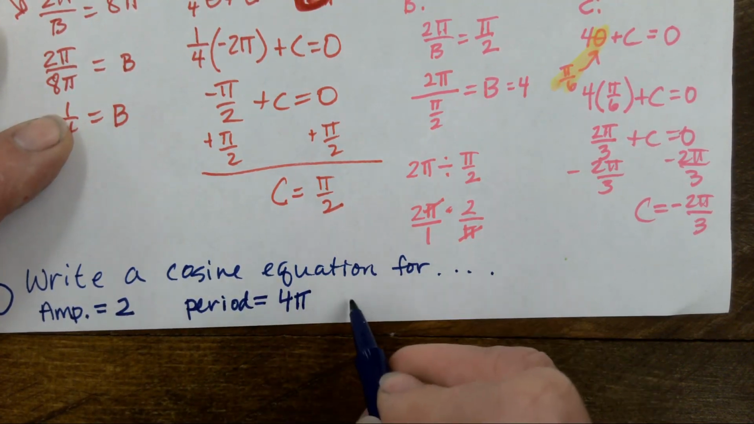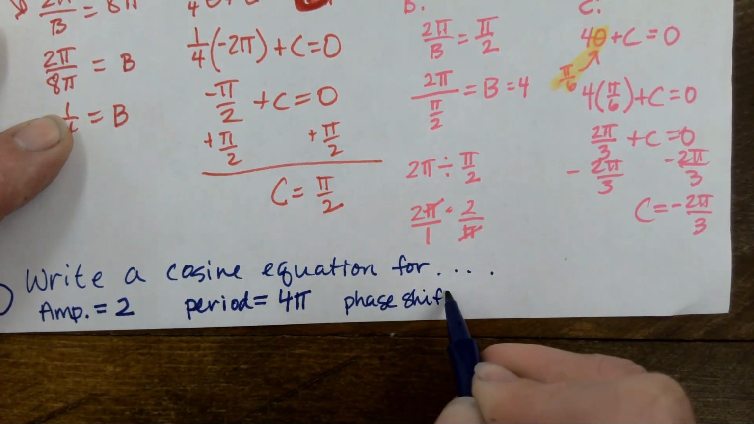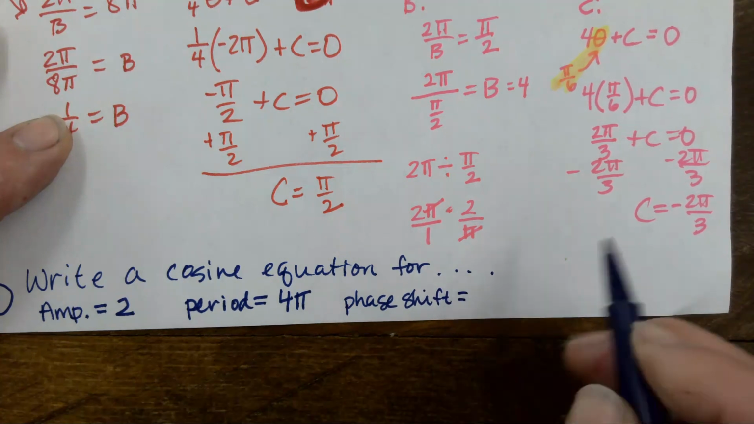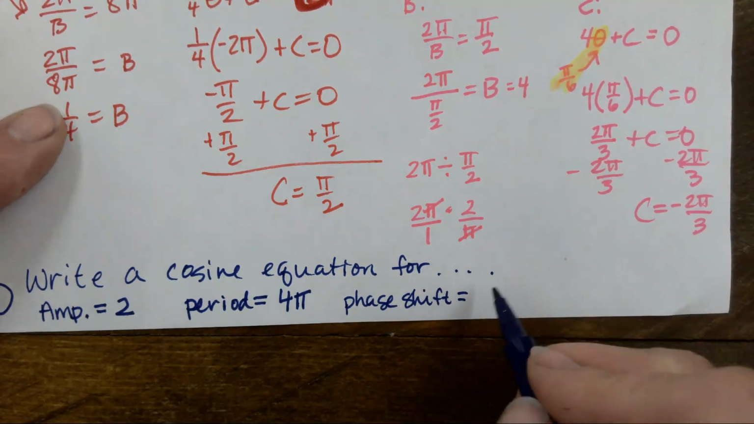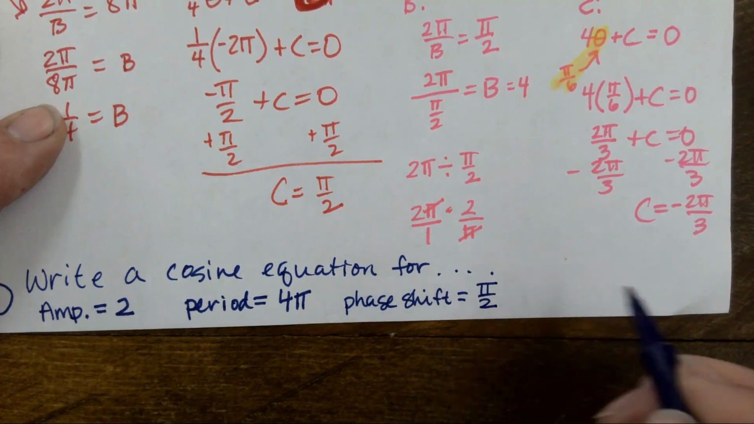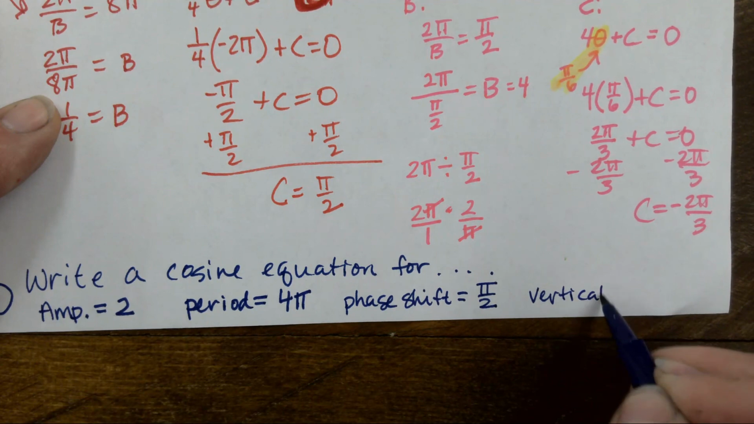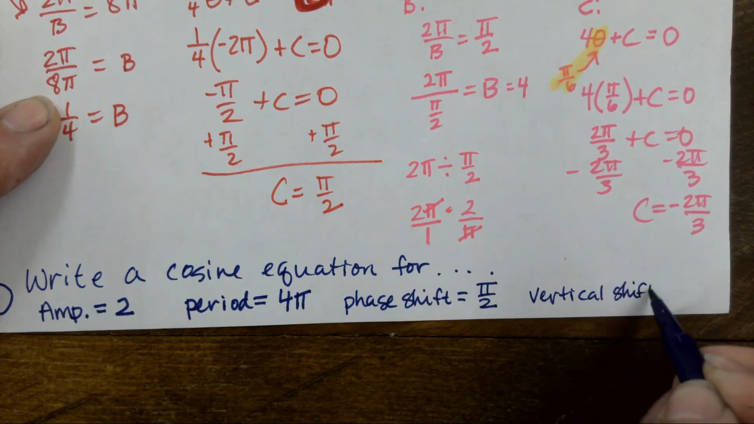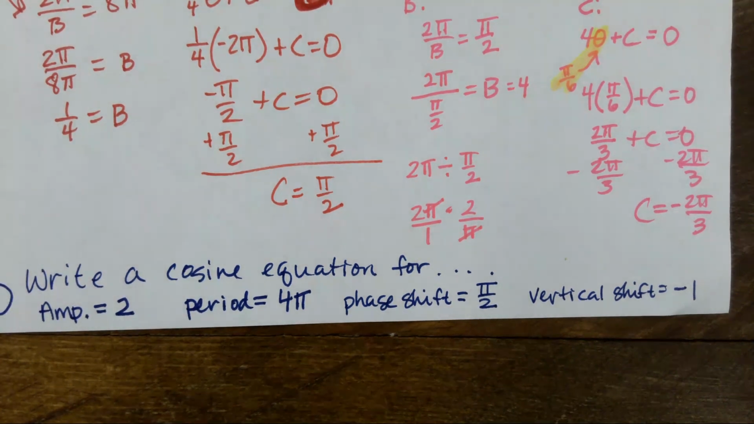I want a phase shift. Can anybody make up a good phase shift? Pi over 2. Super. I like your creativity. And then I want a vertical shift. Up or down? Let's make it negative 1. I heard negative first, so we'll go with that.